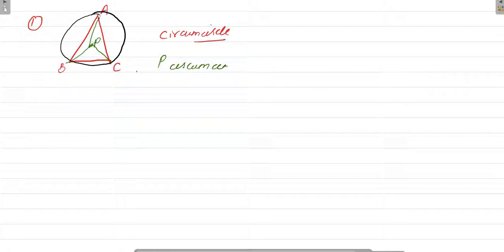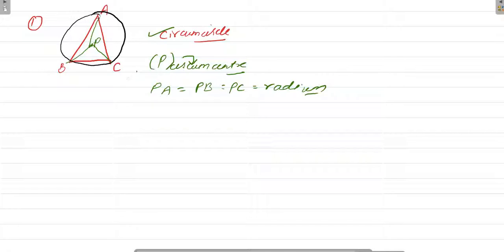If the circumcenter is P, then I can say that PA equals PB equals PC equals the radius. This is very important, please note it down somewhere. So this is the circumcircle and this is the circumcenter P. And I can also say that the circumcenter of a right triangle is the midpoint of the hypotenuse. Again, this is an important concept.